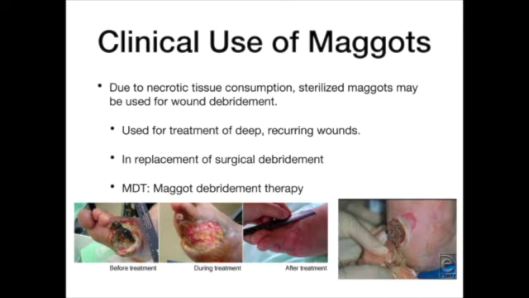But maggots do have some clinical use. Because they are capable of consuming necrotic tissue, maggots can sometimes be raised in a sterile environment, so they are sterilized, and they're used for wound debridement. They are used for wounds that are recurring, a lot of times in diabetics. In diabetic neuropathy and such, they'll have wounds on their feet. And these wounds are really difficult to treat because of poor blood circulation that occurs in diabetics. So they'll use maggots sometimes for these deep recurring wounds.